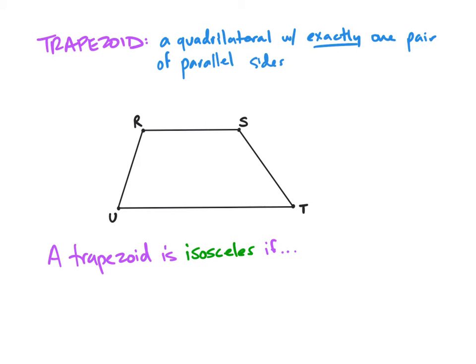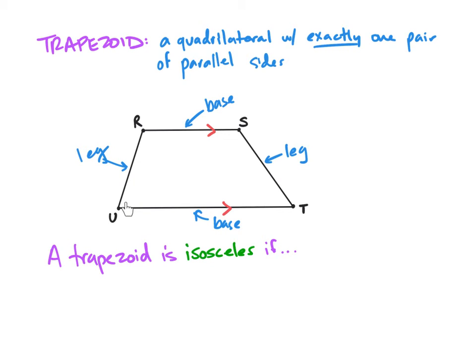So for instance, in this picture, if segment RS and segment UT are parallel to each other, then RSTU would be considered a trapezoid. The parts of the trapezoid that you're going to need to know are the bases, which are the two parallel sides. So that is a base, and that is a base. Sometimes we call them base 1 and base 2. Those bases will always be different lengths than each other. One will be shorter than the other. And then the other two sides are called the legs of the trapezoid. So this is a leg, and that is a leg.